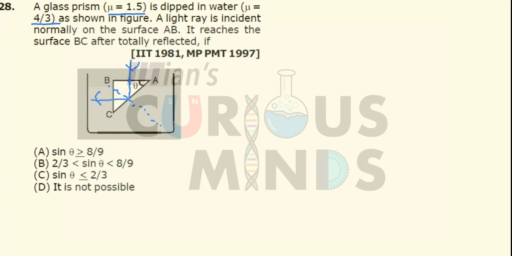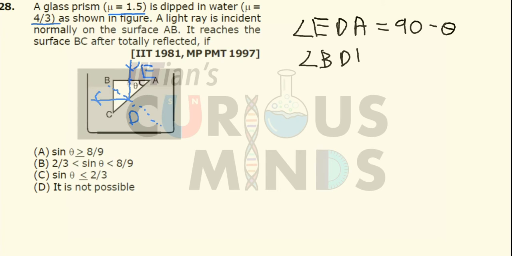Let me name this point D and let me name this point on the surface E. I can say that angle EDA will be equal to 90 minus theta, and angle BDE will again be equal to theta. I have applied simple geometry over here. So I have got the angle BDE, which itself is the angle of incidence I.